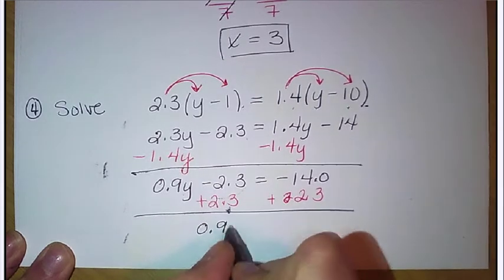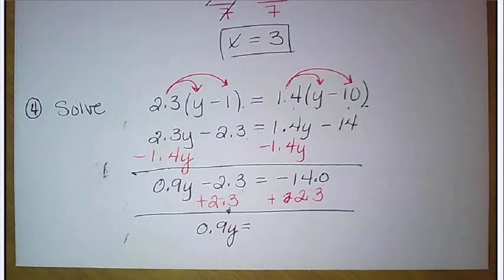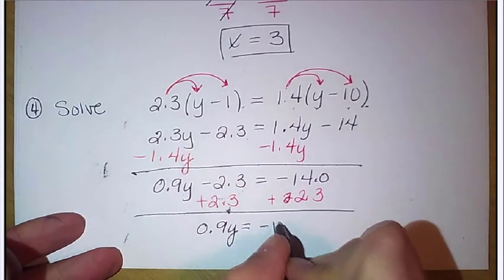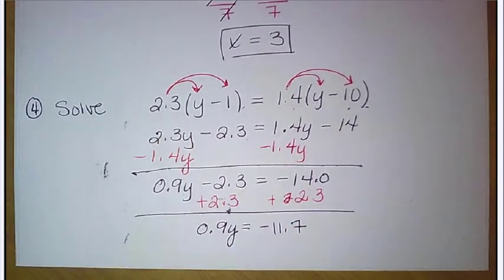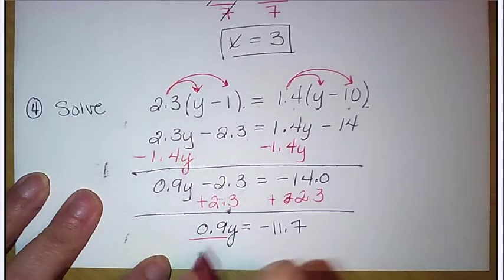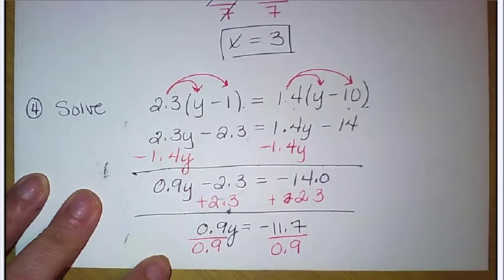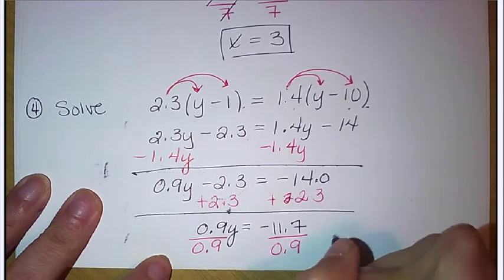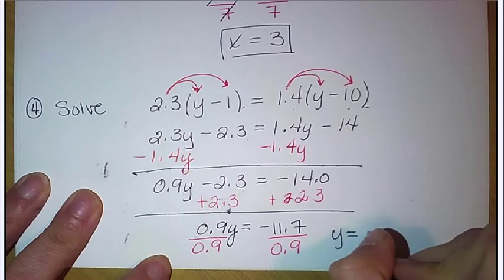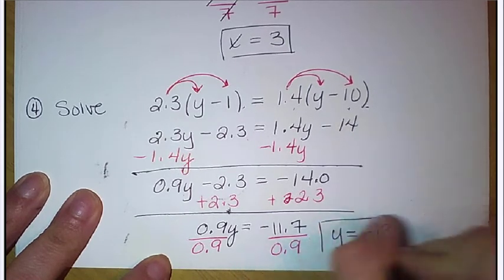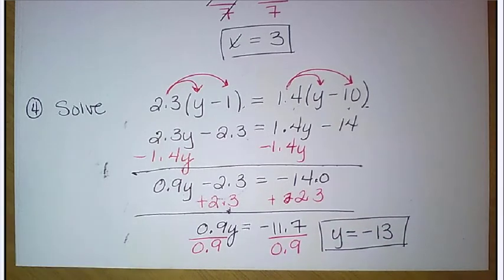So we've got 0.9y equals 2.3 minus 14, which would give us negative 11.7. And then we're down to our last step, and that is to divide both sides by the coefficient of our y. So that's 0.9, and again 0.9. And as crazy as this may seem, this actually comes out to a whole number. y is equal to negative 13. Again, if it didn't come out to a whole number, we would just round it to 2 decimal places.